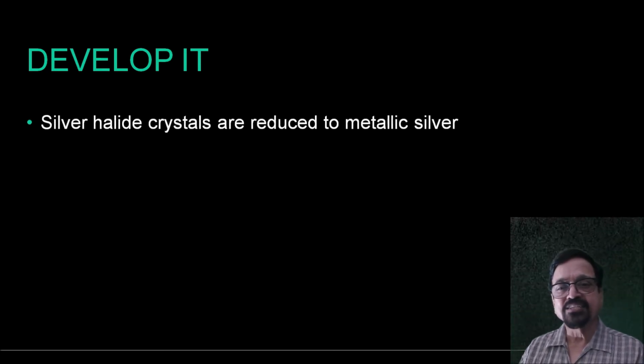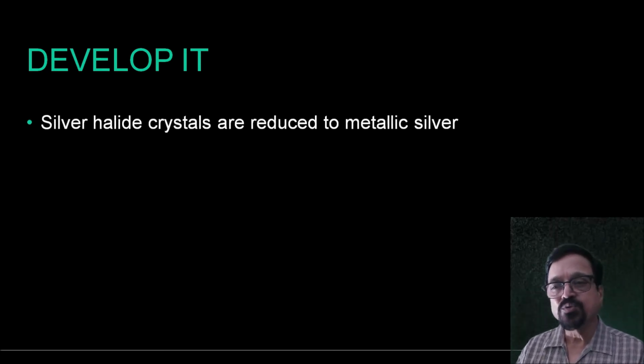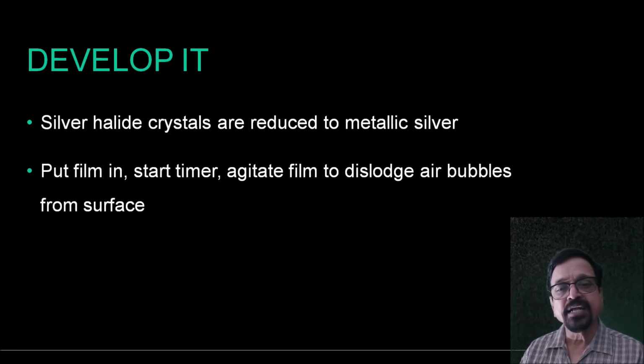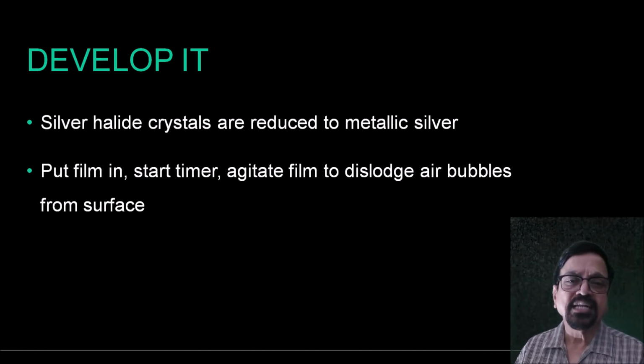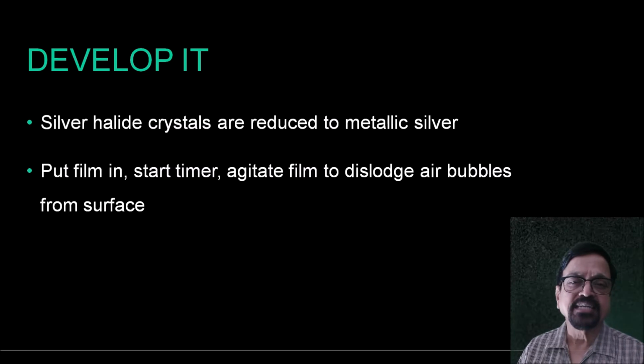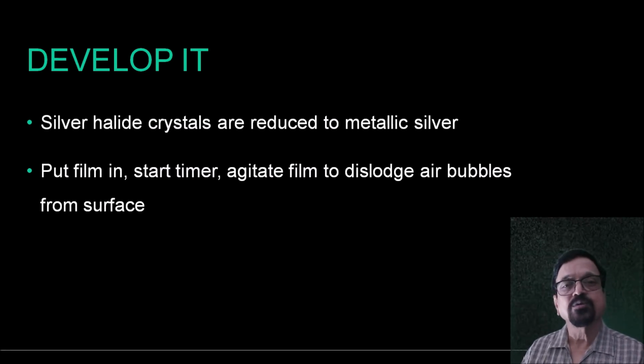Now silver halide crystals are reduced to metallic silver. That is the development process. For that, you put the film in, start the timer, and agitate the film to dislodge air bubbles from the surface. Agitation is just taking the film out by 5-6 inches and putting it back into the developer.